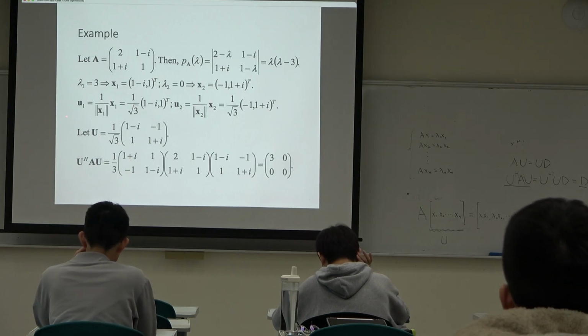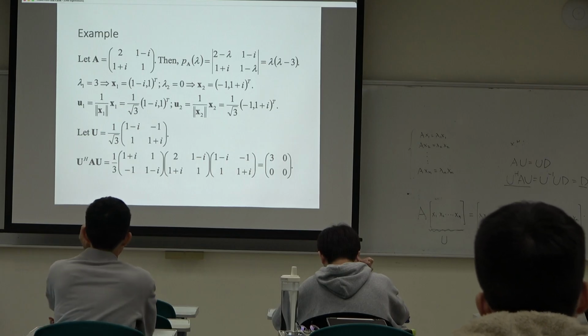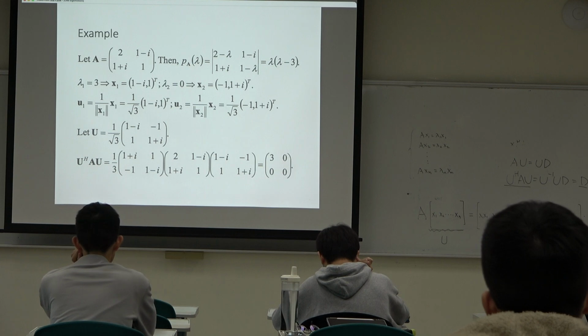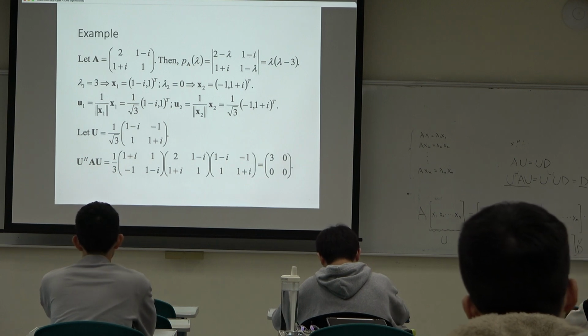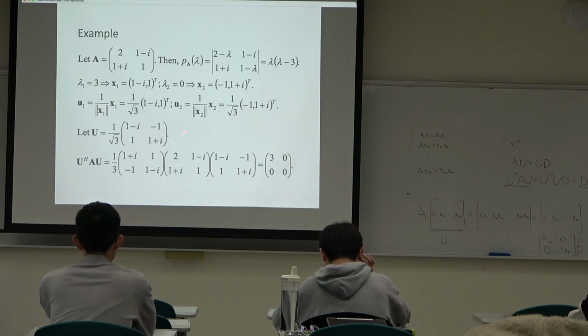So u1 is 1 over square root of 3 times this thing. u2 is the same thing, 1 over square root of 3 times that. So U is, because both have 1 over square root of 3, you put 1 over square root of 3 outside.